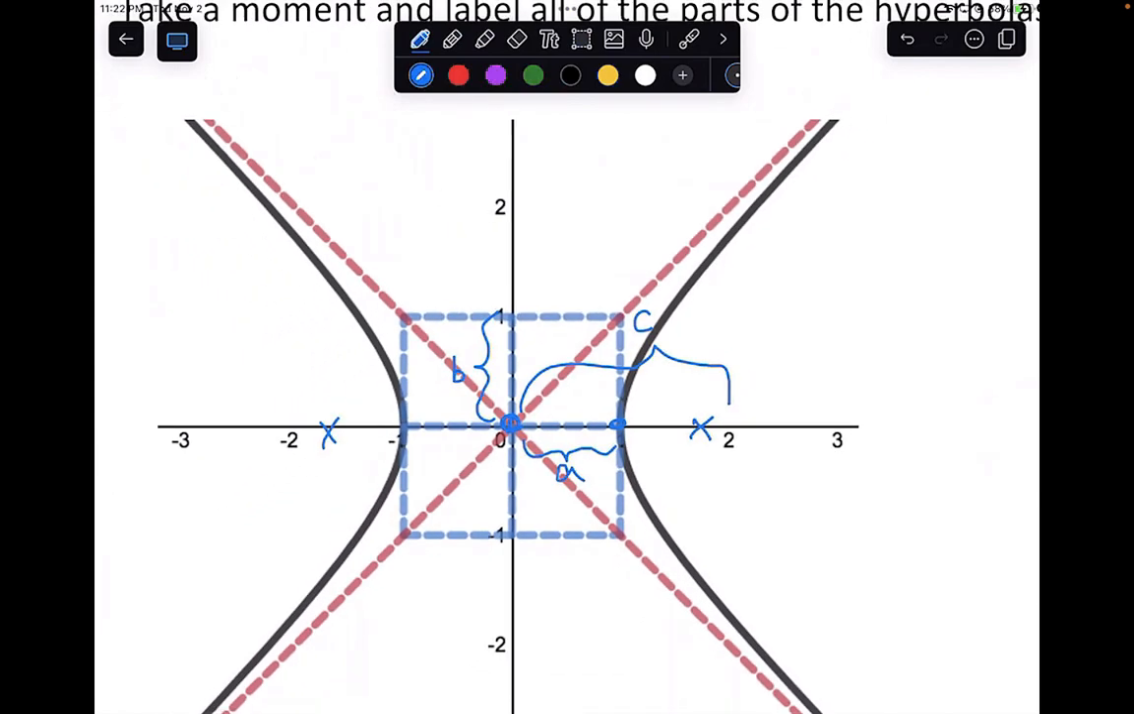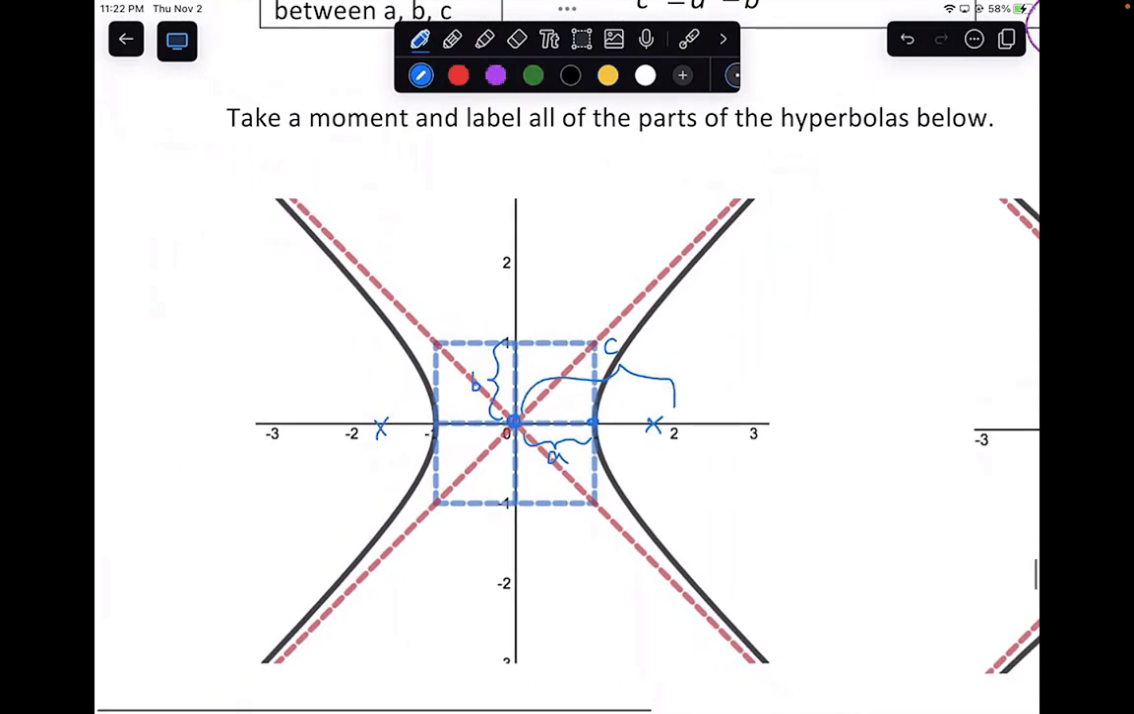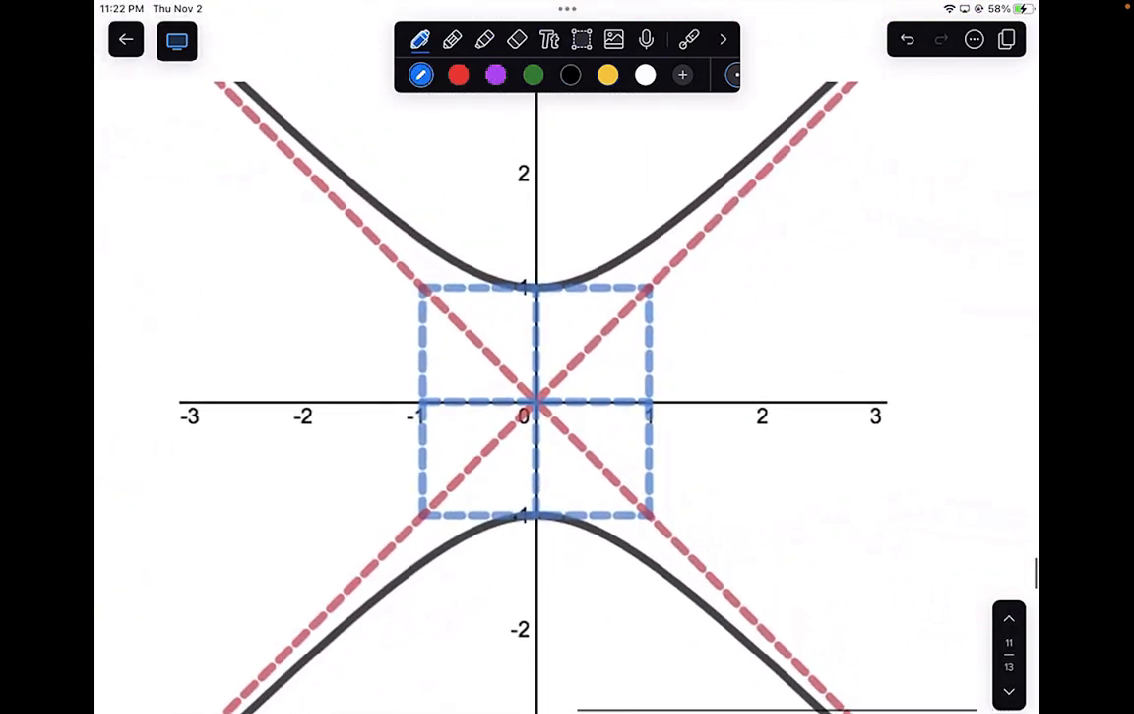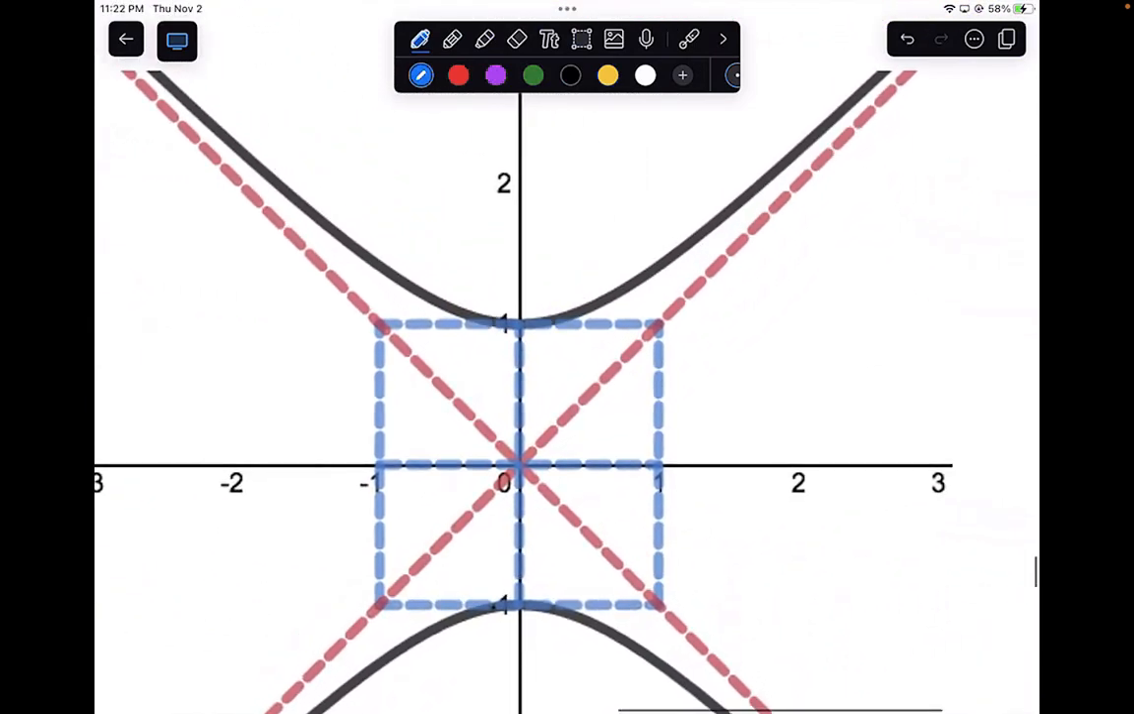So that's the A, B, and C values on a horizontal hyperbola, and then over here you have a vertical opening hyperbola. A will still be the distance from the center to the vertex, and then B will be that horizontal distance right there that helps us get the slopes.